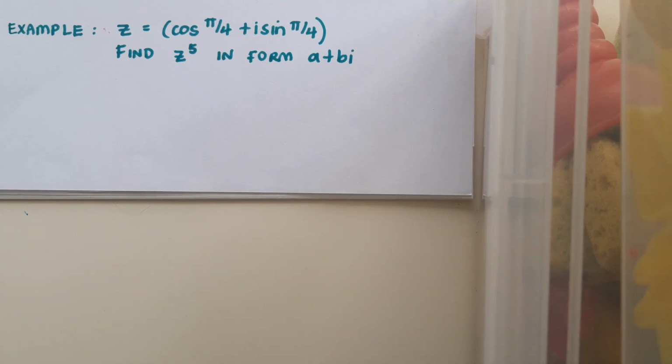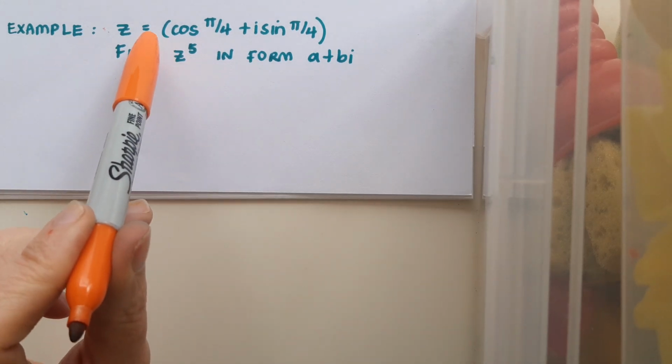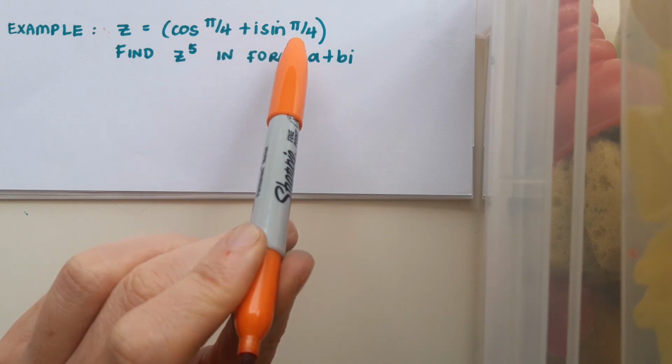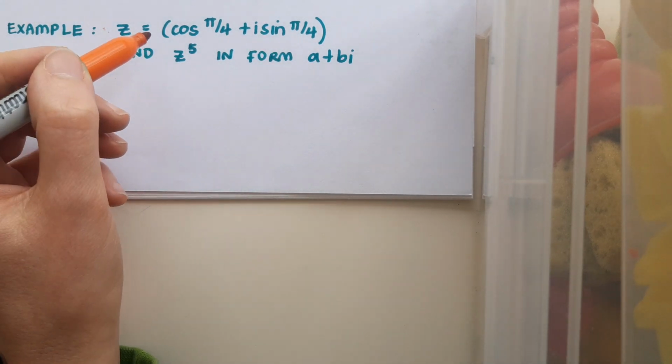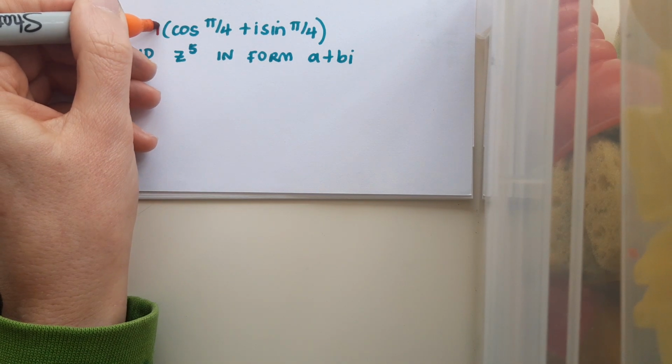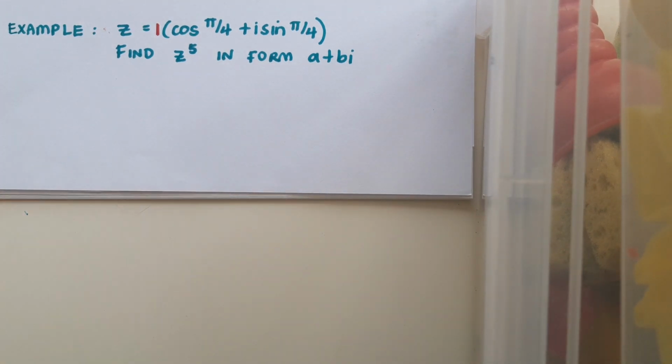So let's just finish up with an easy example. z equals cos pi over 4 plus i sine pi over 4, and I want to find z to the power of 5 in the form a plus bi. The reason that I picked this example in particular was because you can see the way the complex number is written, it looks like there isn't a modulus. It's just cos pi over 4 plus i sine pi over 4. But every complex number has a modulus. So if there isn't one written in, you can assume that the modulus is 1.